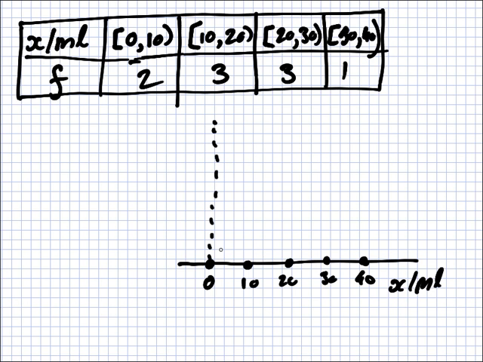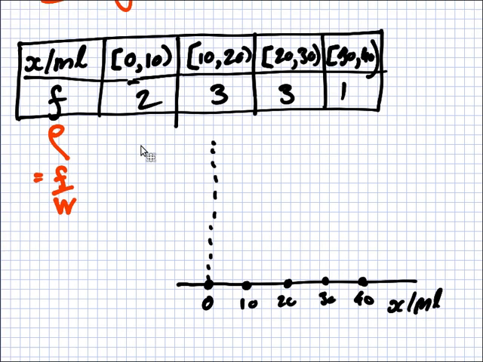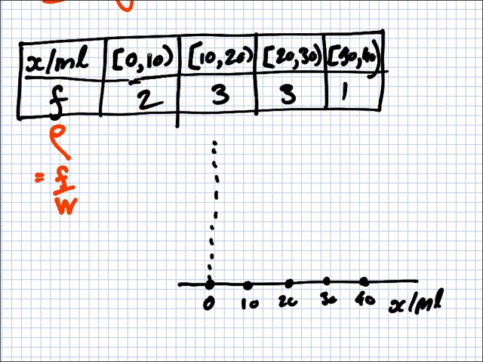The most common one for the exam, I think like 99% of the time, is something called the density. And the density, the formula for it is the frequency divided by the width. So how wide is this interval? 10. So 2 divided by 10. Try again, Amjad. 2 divided by 10. 0.2. Yeah? 1 over 5, yeah. 3 divided by 10. 0.3.